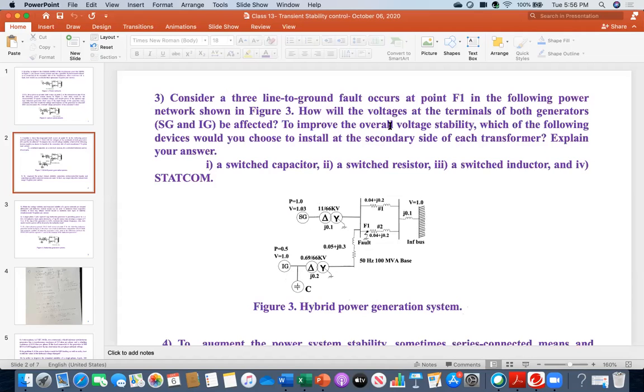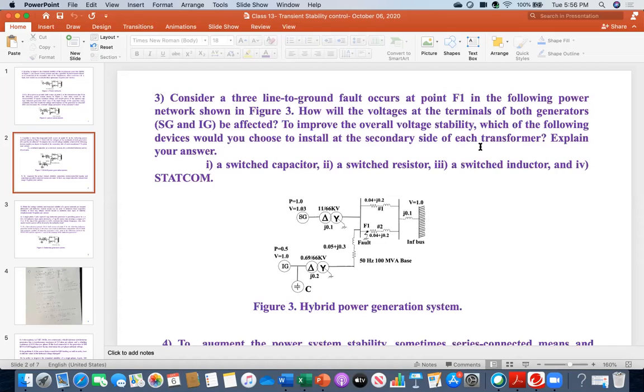Now, what is the question? Question is, how will the voltages at the terminals of both generators, SG and IG, be affected? To improve the overall voltage stability, which of the following devices would you choose to install at the secondary side of each transformer? Explain your answer.